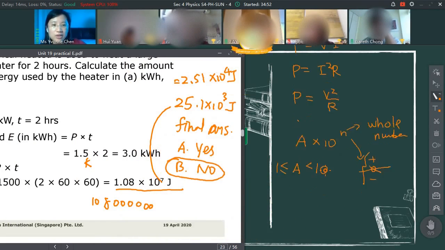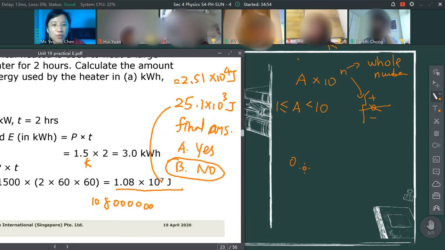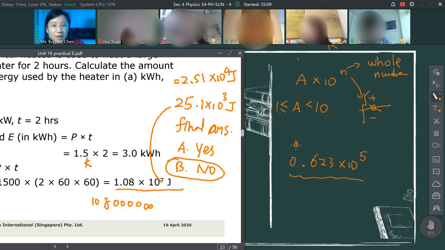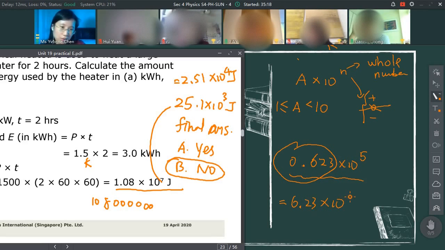So my question is, if I have 0.623 times 10 to the power of 5, can this be my final answer? Yes or no? No, because this number is too small. We don't accept it as a final answer. You have to change it to 6.23 times 10 to the power of 4. Then you see the A is okay. It's between 1 and 10.